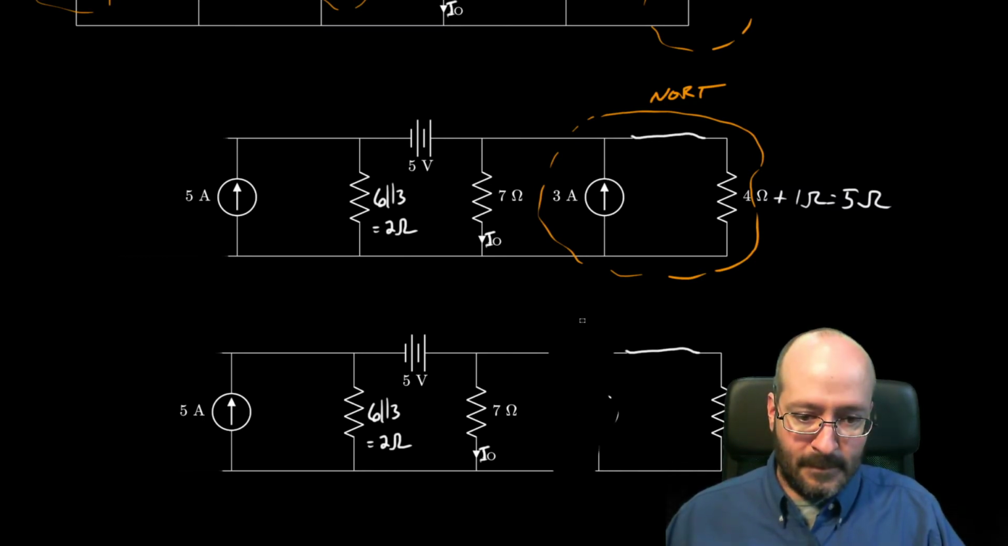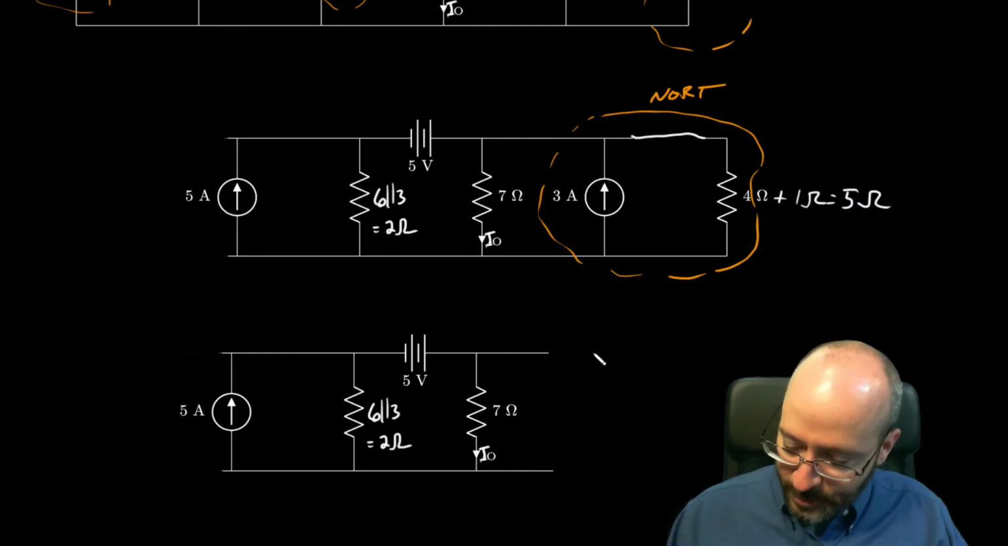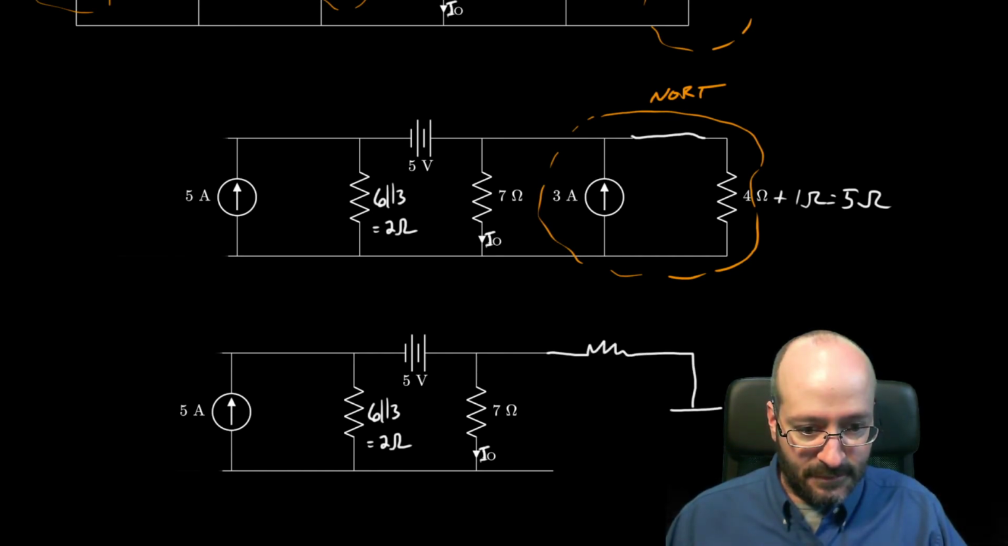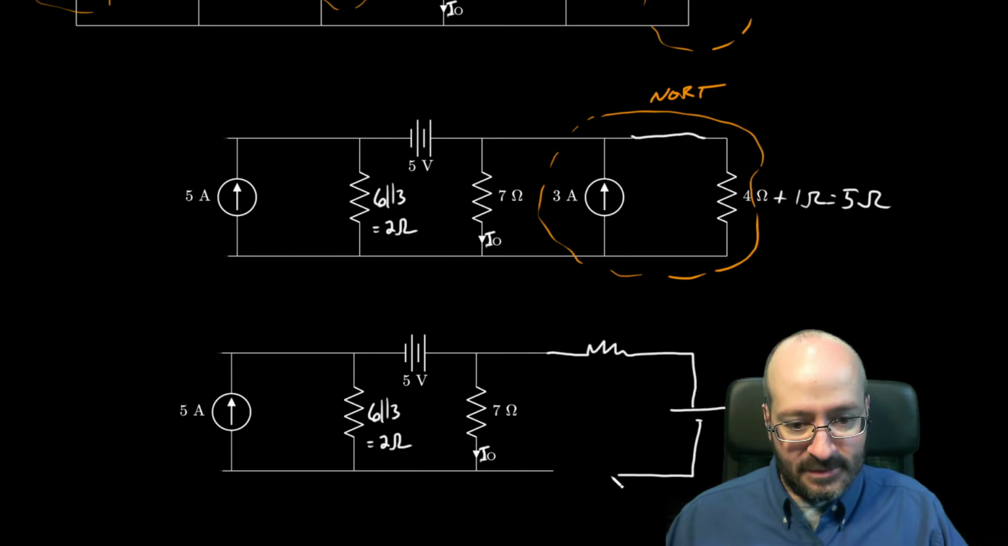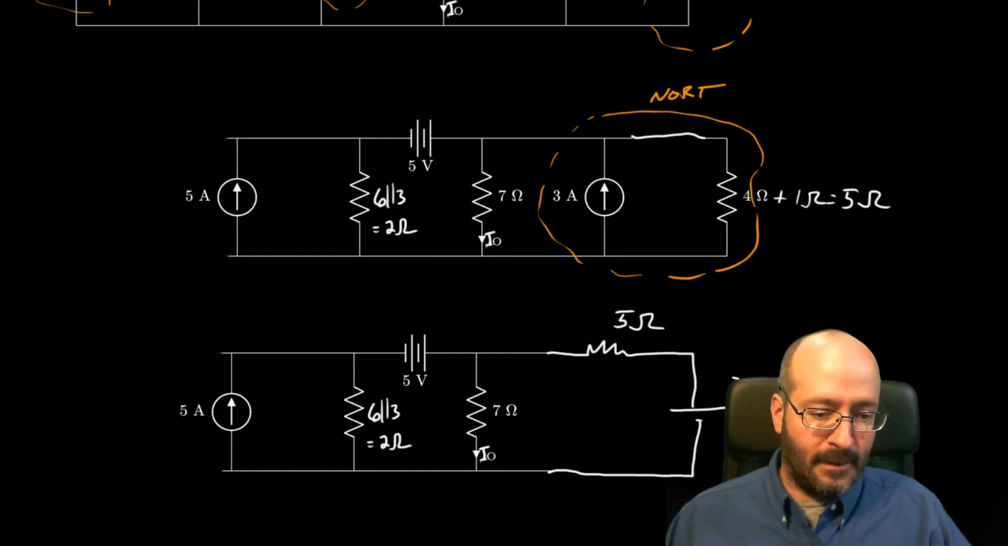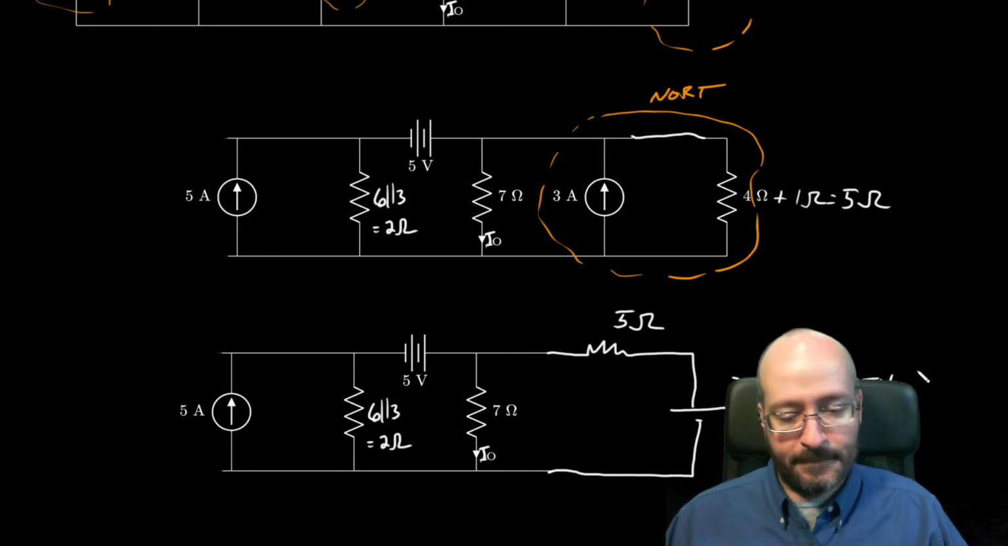Okay, and we're going to replace it with a Thevenin equivalent. All right, so that's going to be a resistance and a voltage supply in series. So the resistance is just 5 ohms, that comes up, and the voltage is 3 amps times 5 ohms, which is equal to 15 volts.